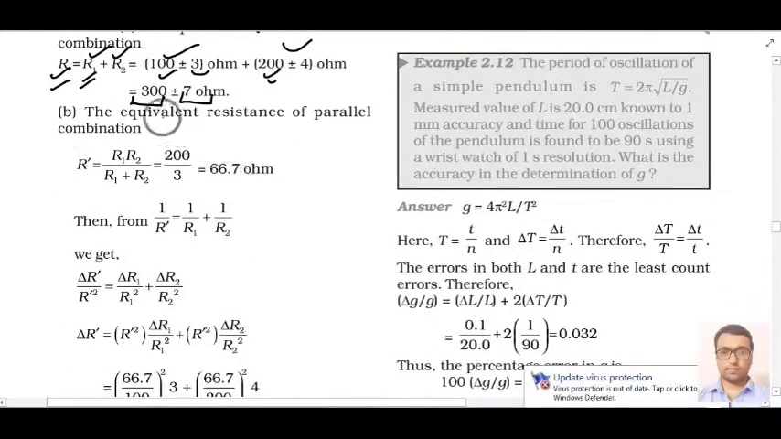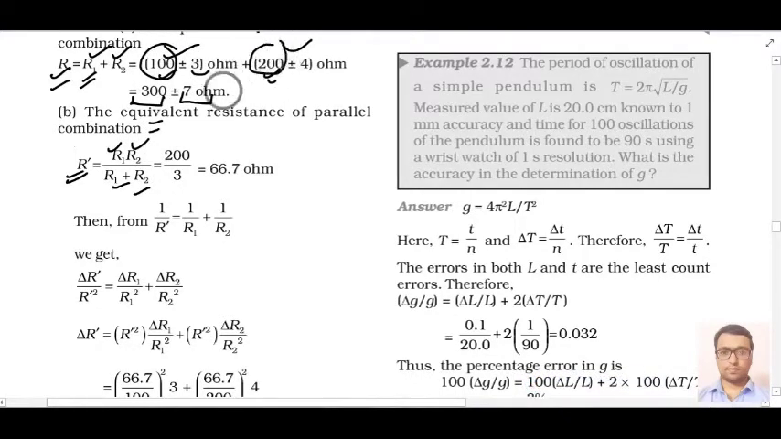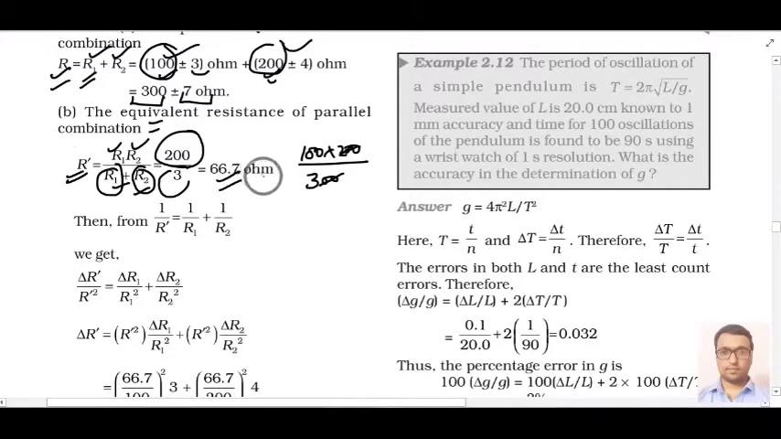Second, in case of parallel combination, we know the formula that equivalent resistance R dash is equal to the multiplication of both resistors divided by the summation of resistors. So multiplication will be 100 multiplied by 200 and summation will be 100 plus 200. So it will be 100 into 200 divided by 100 plus 200, that is 300. So it will come out 200 by 3, that is 66.7 ohm. Now for error we again have to look for the formula.